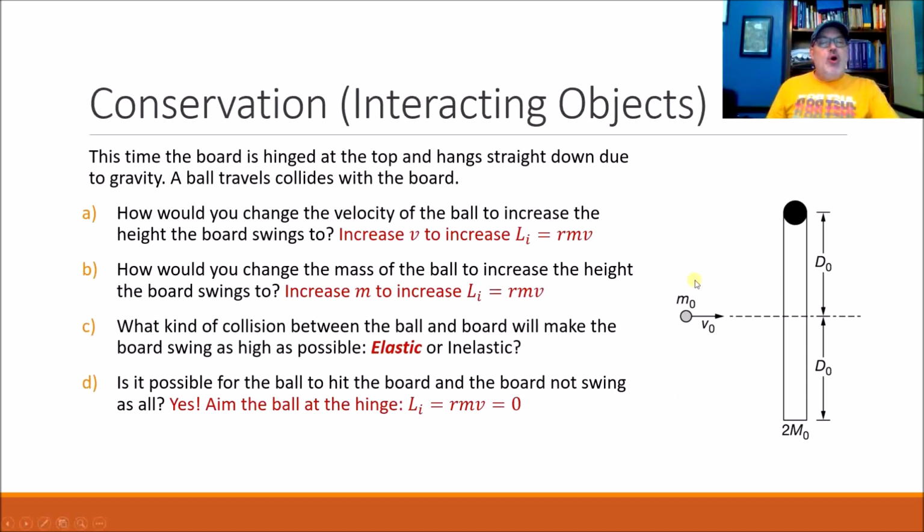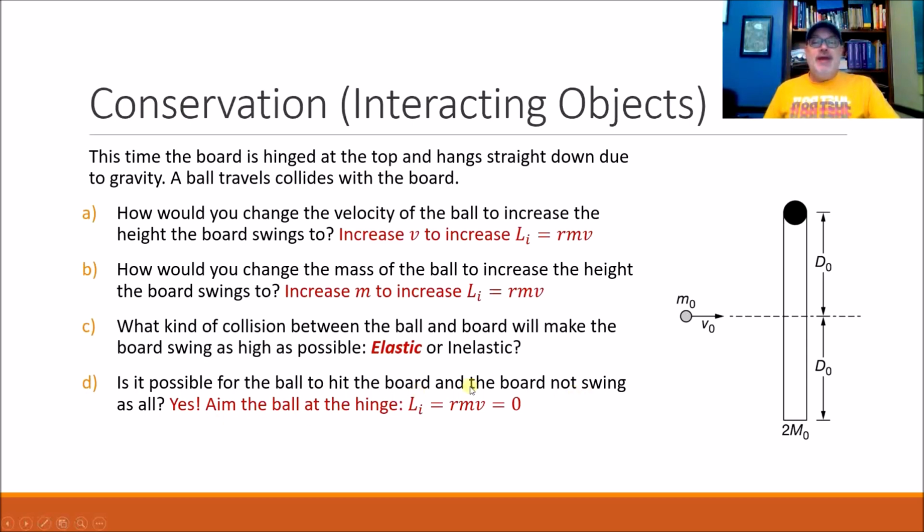So we want this ball here to transfer as much momentum to the board as possible. Remember, the change in momentum of the ball equals the change in momentum of the board. So the momentum lost by the ball has to be gained by the board. If the ball hits and bounces backwards, it will have a much larger change in momentum. So therefore, it will give more momentum to the board and the board will go higher. So we would like an elastic collision.